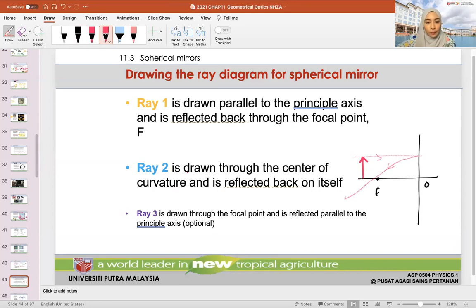Ray number two is drawn through the center of curvature. So I need to define my center of curvature. It needs to be twice F. Roughly around here.